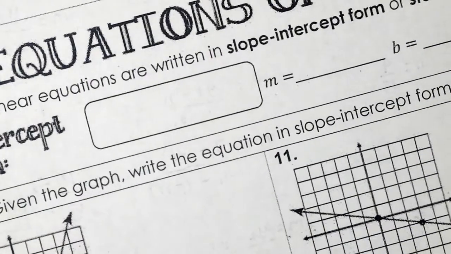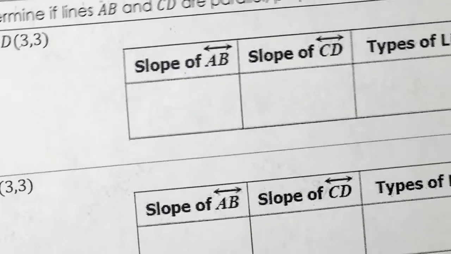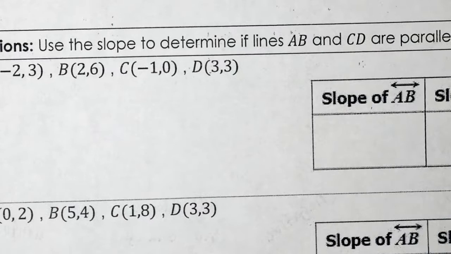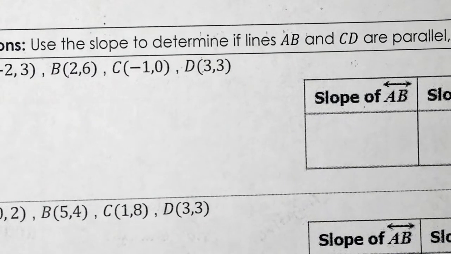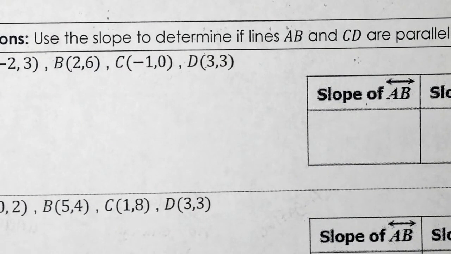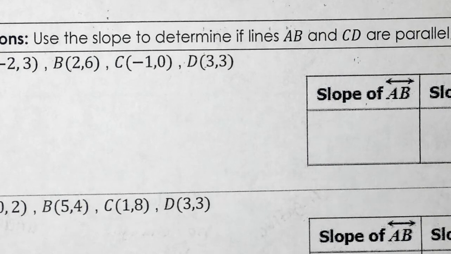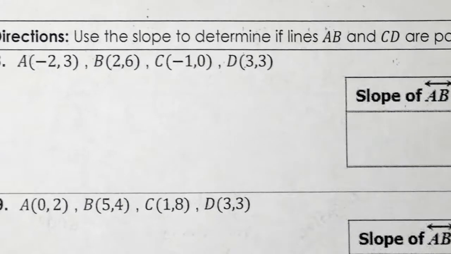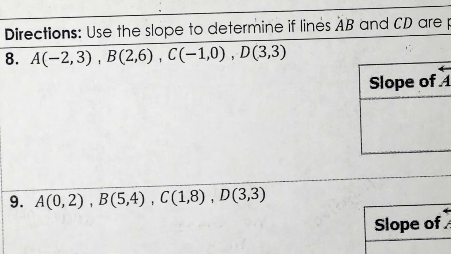Onesie back. Says use the slope to determine if lines AB and CD are parallel, perpendicular, or neither. Alright. So what you have here, they give you points on the back, and they're saying these points are representative of line AB and CD. You're going to use those points to figure out if the two lines are parallel, perpendicular, or neither.